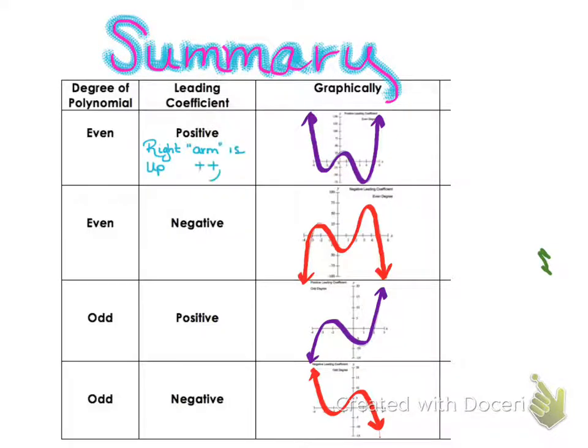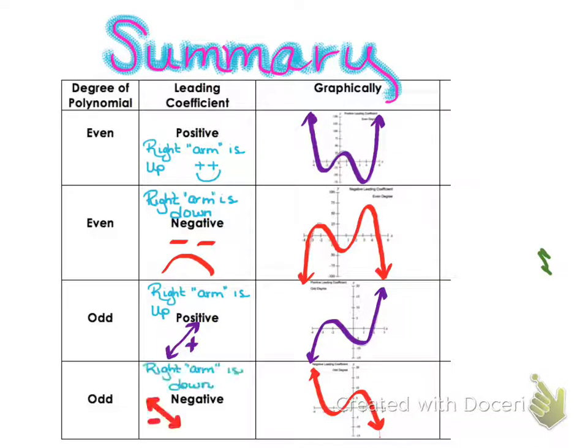reminders down. If the leading coefficient is positive, the right arm or the right side of the graph or the end behavior is going up. And there's a little mnemonic. If it's positive, it's going up. If it's negative, the right arm is going down. It's just those things I just told you a second ago. And again, just get those written down. So pause the video at this point and get these written down.